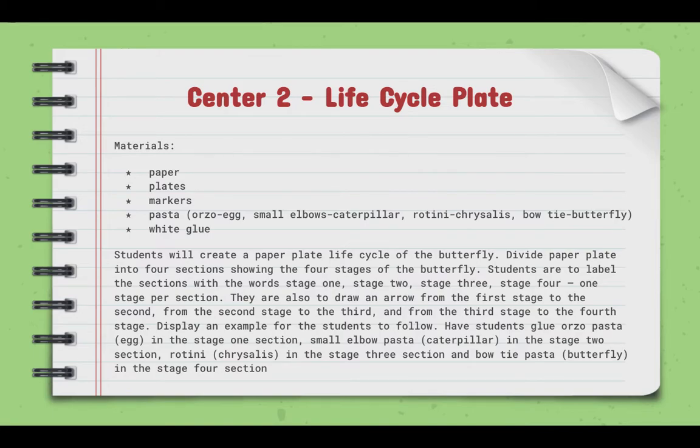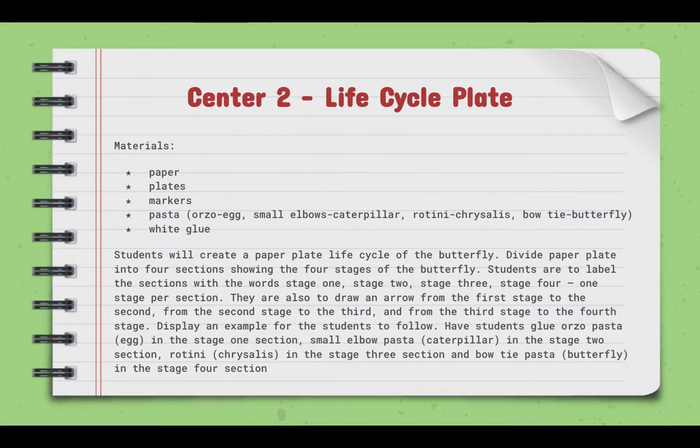Center 2, the life cycle plate. The materials needed for this center are paper plates, markers, pasta. The pasta can be orzo to represent the egg, small elbows to represent the caterpillar, rotini to represent the chrysalis, and bow tie to represent the butterfly. And you also need white glue.